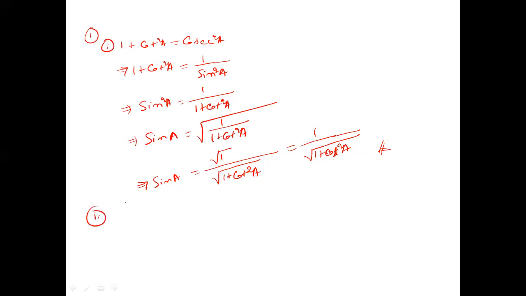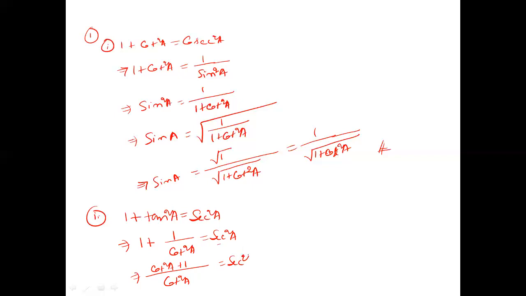Now you have to convert sec a in terms of cot a. We know the second trigonometric identity is 1 plus tan square a equals sec square a, yes or no? Now see, tan a we can write as 1 by cot a. So tan square a we can write as 1 by cot square a. So in place of tan square a we write 1 by cot square a, and we have to convert sec a in terms of cot a. So just take the LCM. The denominator will be cot square a, so it will be cot square a plus 1 by cot square a equals sec square a, yes or no?